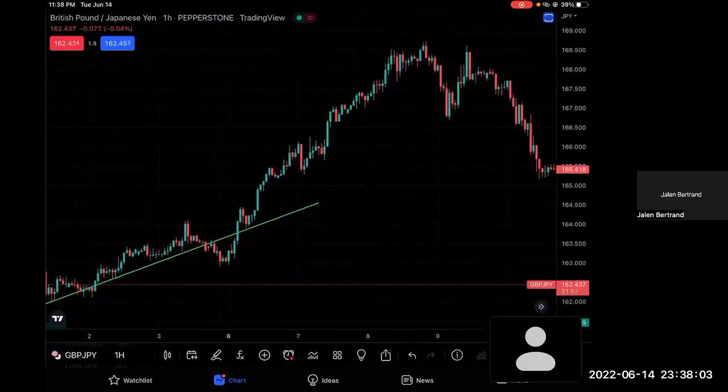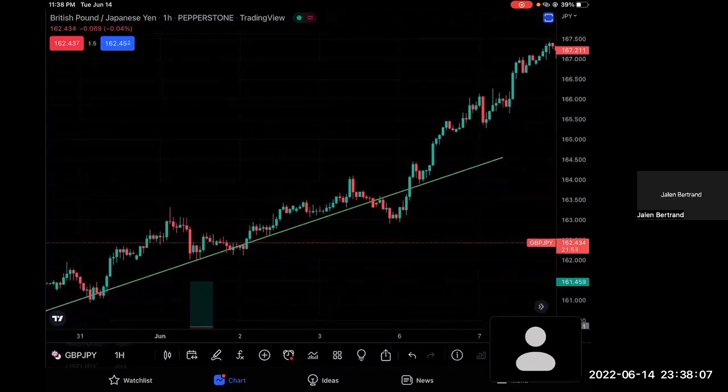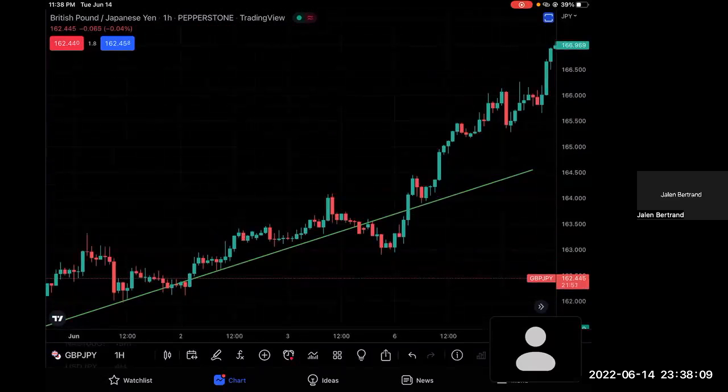And overall, you're able to catch a lot bigger moves when you understand how price is moving in the zone that it's in.